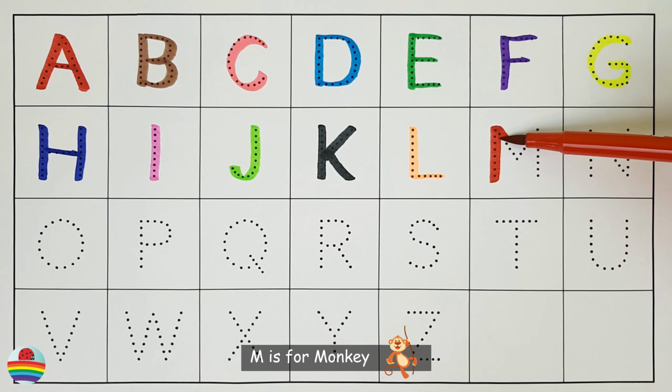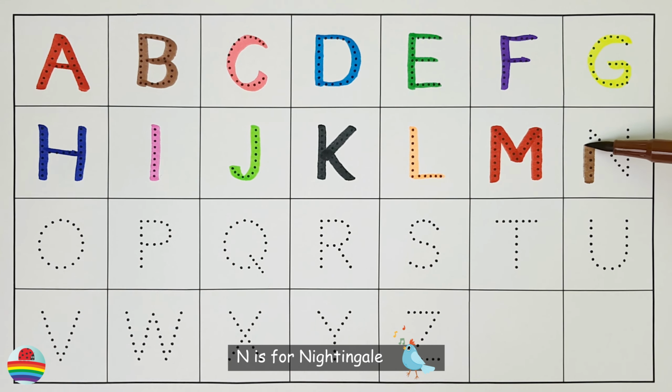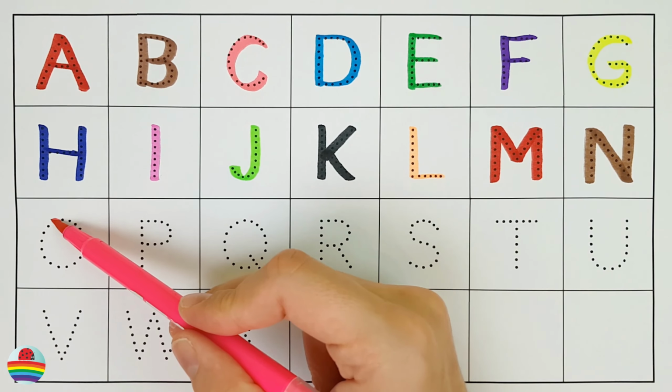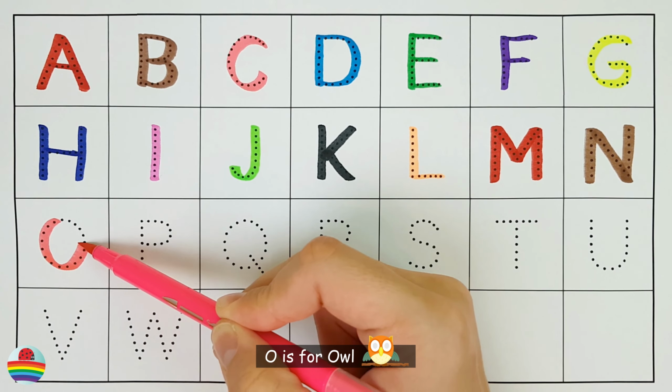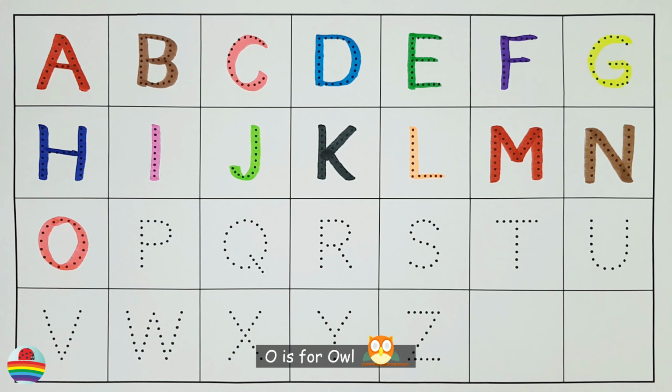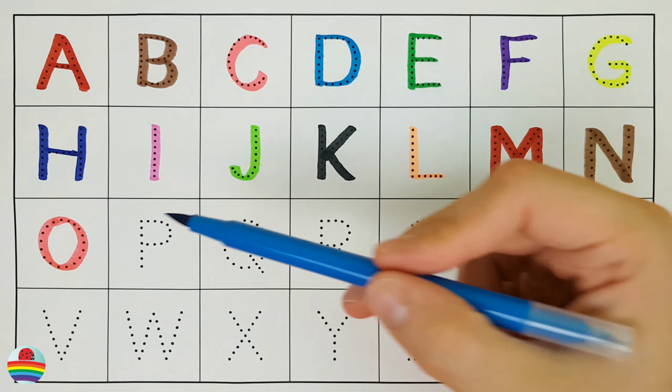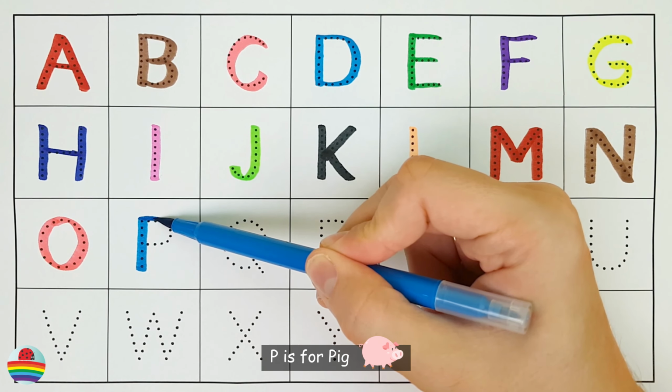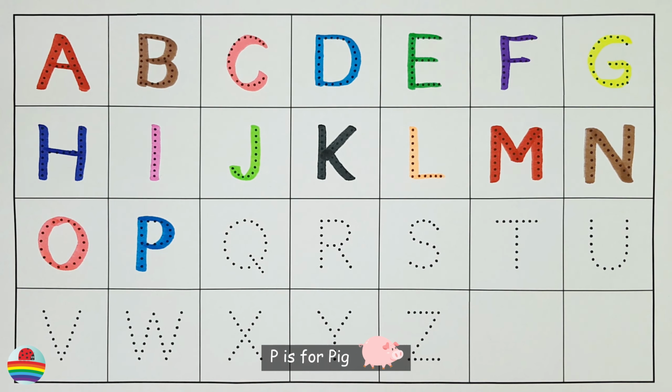M. M is for monkey. M. N. N is for nightingale. N. O. O is for owl. O. P. P is for pig. P.